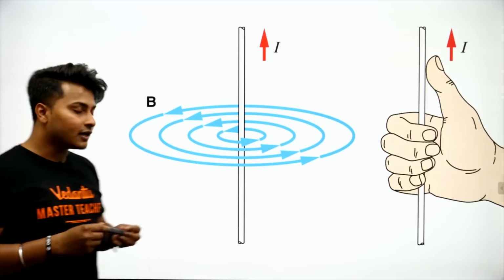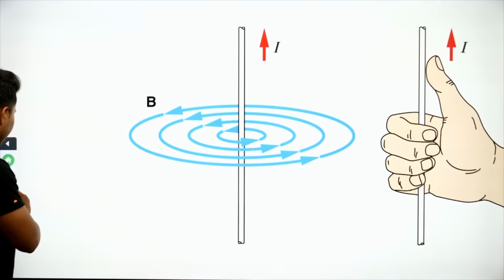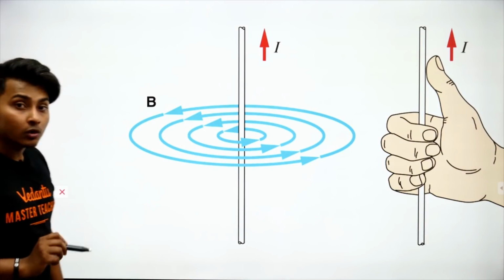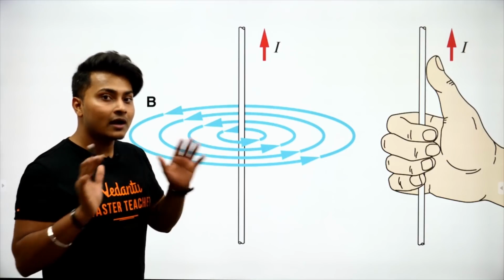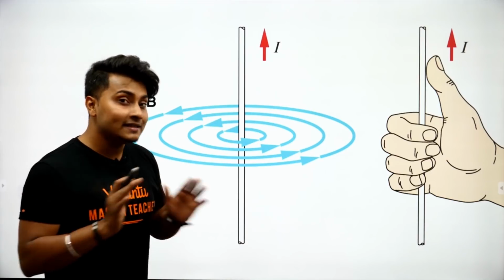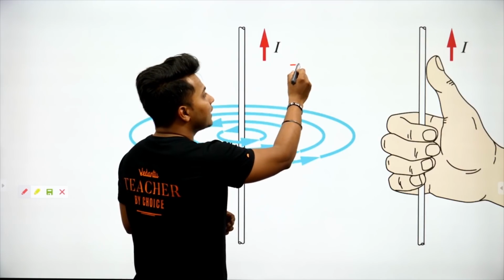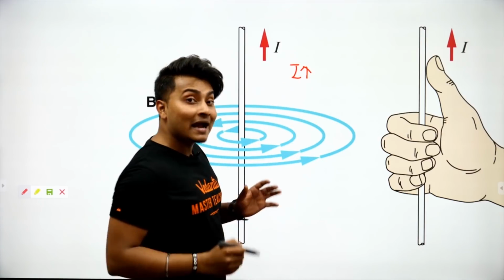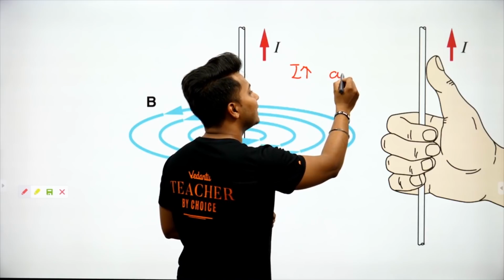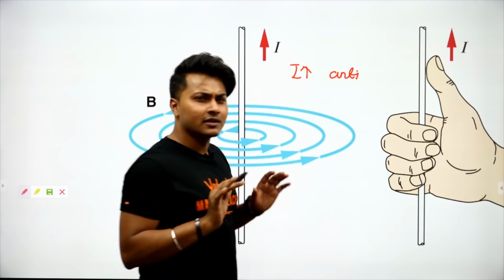Just to give you a very important tip, keep that in your mind. I have stated this in the previous video also, just to keep you aware and alert about it, so that you can do it easily in your examination. Simple thing. Remember that if the current is going upward, then the magnetic field is always anti-clockwise. Remember this, just a small tip.